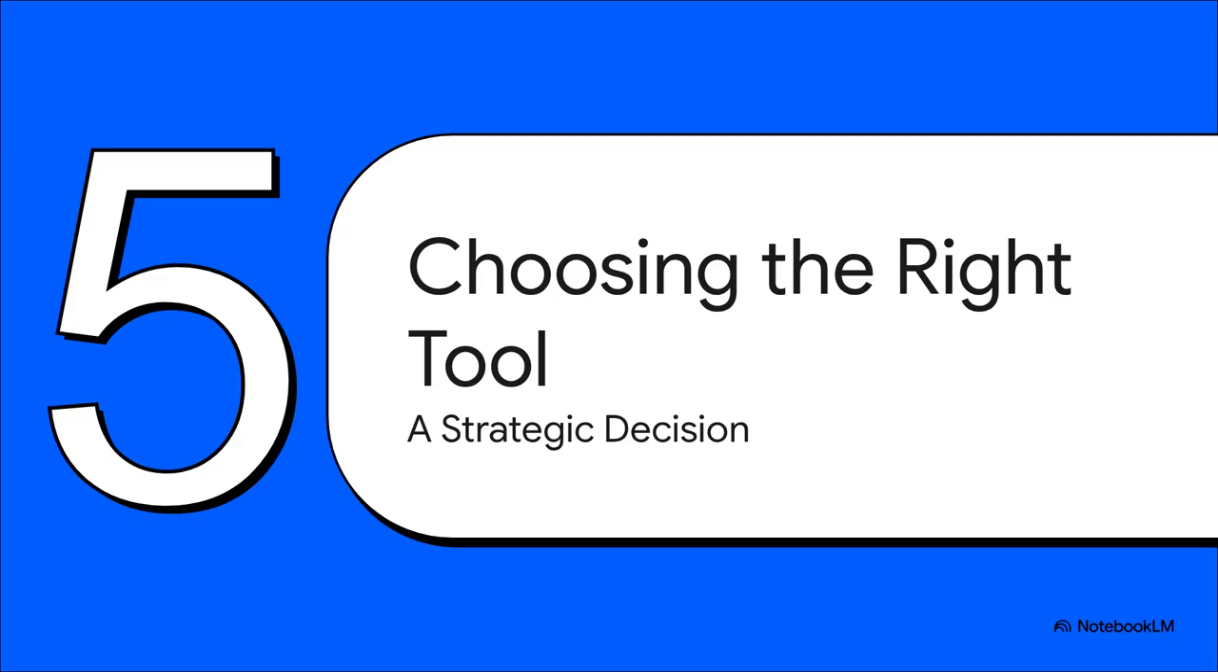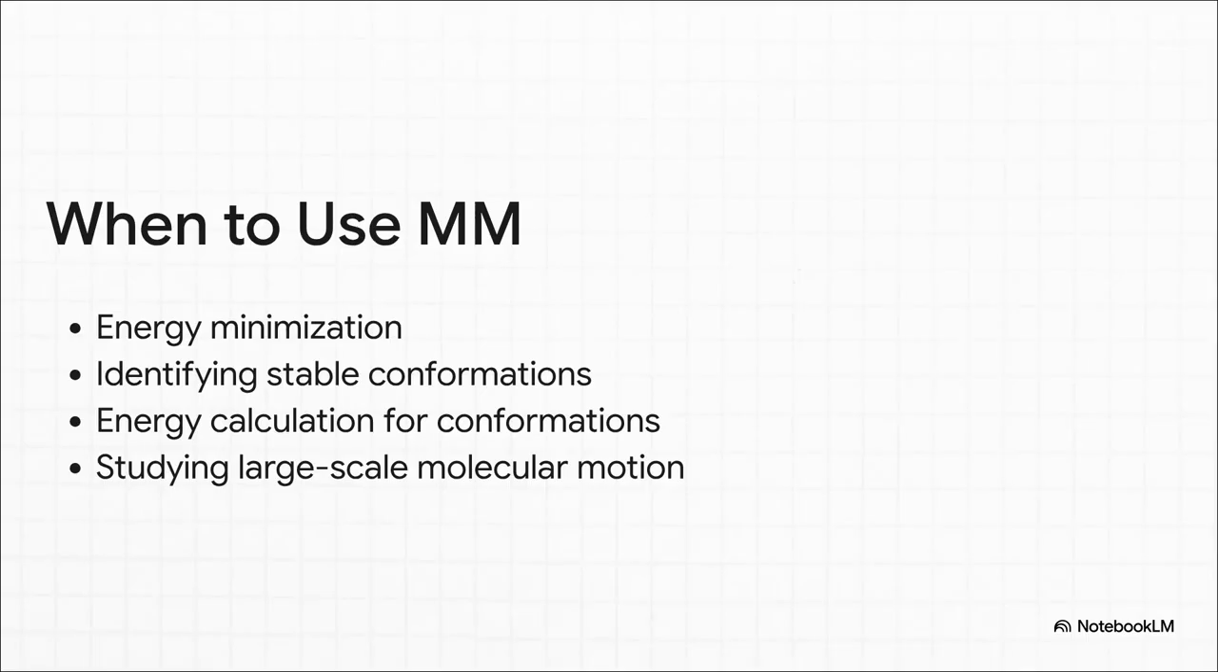So, with a difference that huge, how does a scientist actually decide which method to use? Well, it all comes down to picking the right tool for the right job. You're going to use the Legos or molecular mechanics when you're looking at the big picture. It's perfect for things like finding the most stable shape, or what scientists call the conformation of a molecule. It's also pretty much the only way to study the large-scale movements of massive systems, like watching a protein fold. For jobs like these, the speed of MM isn't just a nice bonus, it's an absolute necessity.